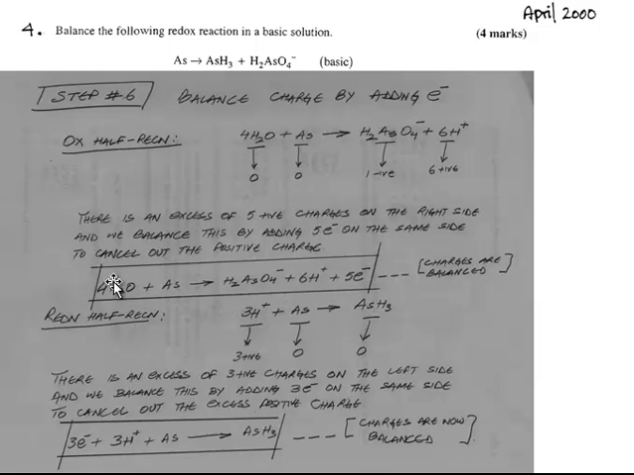So similarly, in the reduction half reaction, we see that there's 3 positive charges on the left hand side, and there's 0 charge on the right hand side. So there is an excess of 3 positive charges on the left hand side. And how we can balance that is by introducing 3 electrons on the left hand side. So there's 3 negative, 3 positive, which is 0, which is the same as the 0 charge on the right hand side.